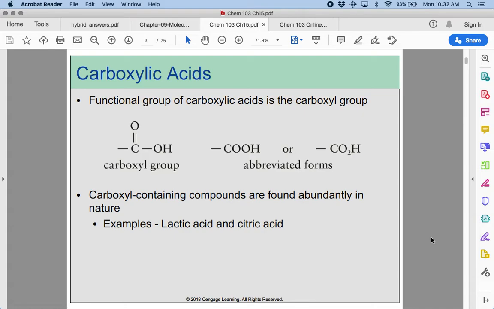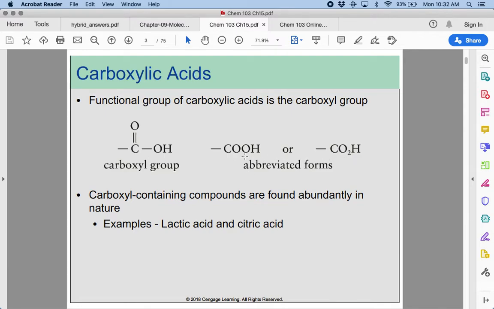So up until now, we've done functional groups that are kind of their own thing. Carboxylic acids are the first functional group that is a compound functional group, because the carboxyl group that we have here has a carbonyl group in it, which is the C double bond to O, and it also has a hydroxyl group. And so this whole group together is the carboxyl group.